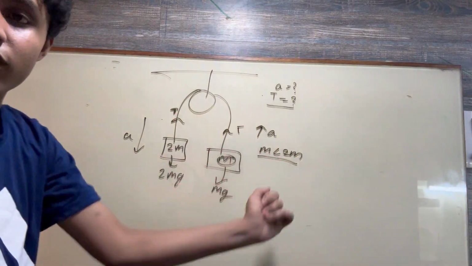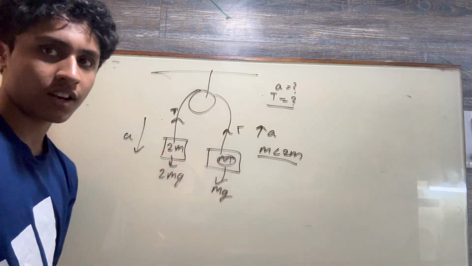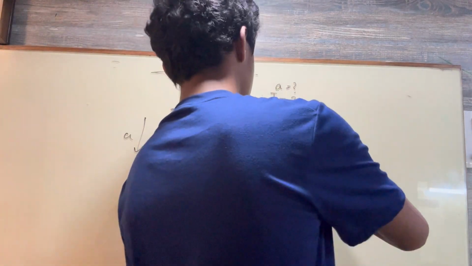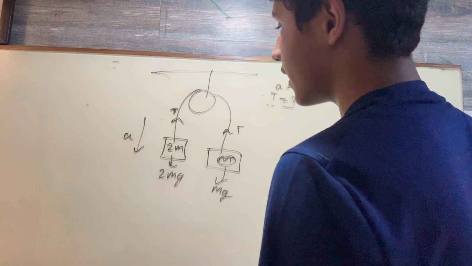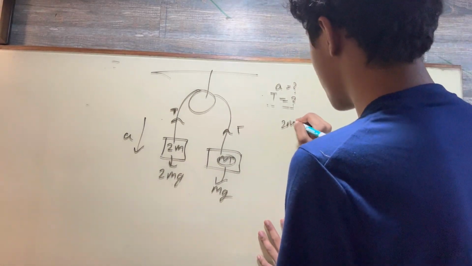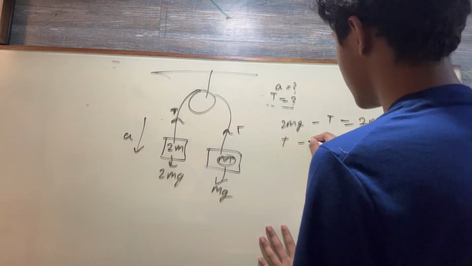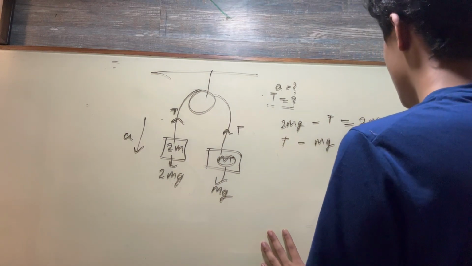Like if this is 5, this is 10. So actually the question in our case is, this is 5 kg, this is 10 kg. But I've changed it a bit to generalize it. Because once you generalize it, then you get a better idea. So that's why we will get 2mg minus t is equal to 2ma, and then we will get t minus mg is equal to ma.